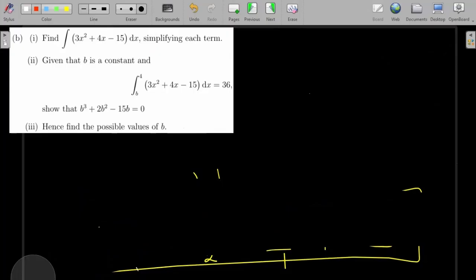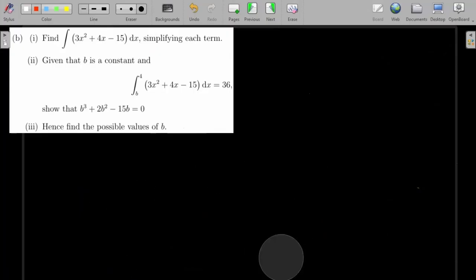Let's look at B2. So B2, they're saying given that B is a constant, and that the integral from B to 4 of this expression is equal to 36, show that B to the power 3 plus B plus 2B squared minus 15B is equal to 0.